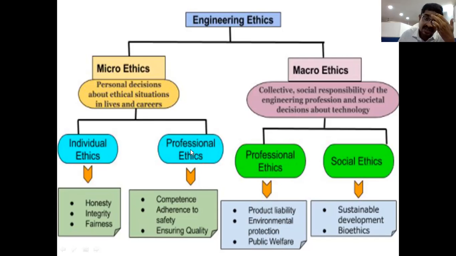But here, professional ethics in the micro sense: as a professional, you or me, as a job holder, we need to develop these things and follow these things in our workplace, right? As an employee. But in macro professional ethics, as a group of people, as a company, we need to do all these things for the society. So these things for the workplace are by ourselves, but these things for the society are by the group of people, not the single person or the individual.